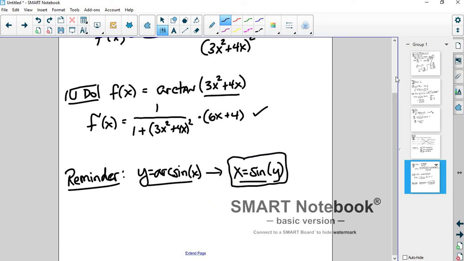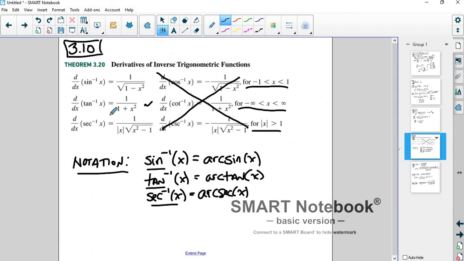But pretty much what I want you to do is know these 3 rules and the natural log rule, and be able to apply those as needed. Okay? Practice, practice, practice.